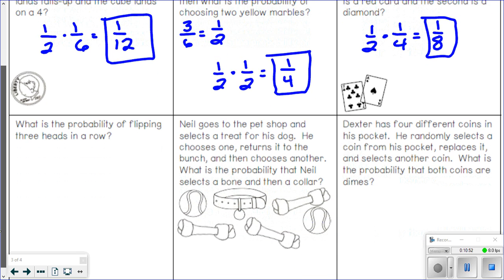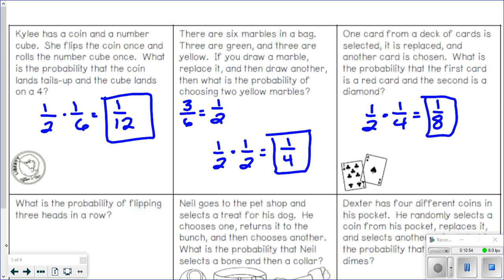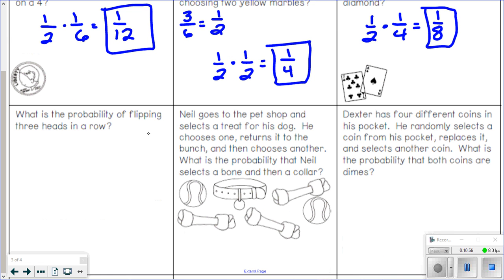So let's look at this next one. What is the probability of flipping 3 heads in a row on a coin? So the probability of flipping heads, and the second time the probability is still 1/2, and the third time the probability is still 1/2. So then we just multiply all that together, multiply straight across. 1 times 1 times 1 is 1. 2 times 2 times 2 is 8. And so the probability is 1/8.